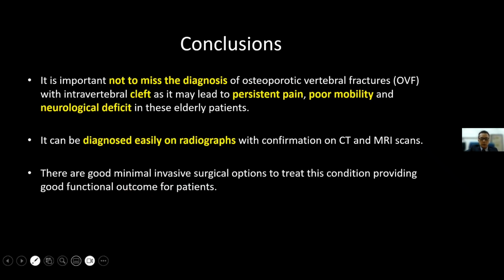So in conclusion, we should not miss this cleft, as it may lead to persistent pain, poor mobility, and even neurological deficit. It can be diagnosed easily on radiograph using the dynamic stress view, with confirmation with CT and MRI. So there are good treatment options, inclusive of surgical options, to treat this condition and provide the patient with a good functional outcome. Thank you.